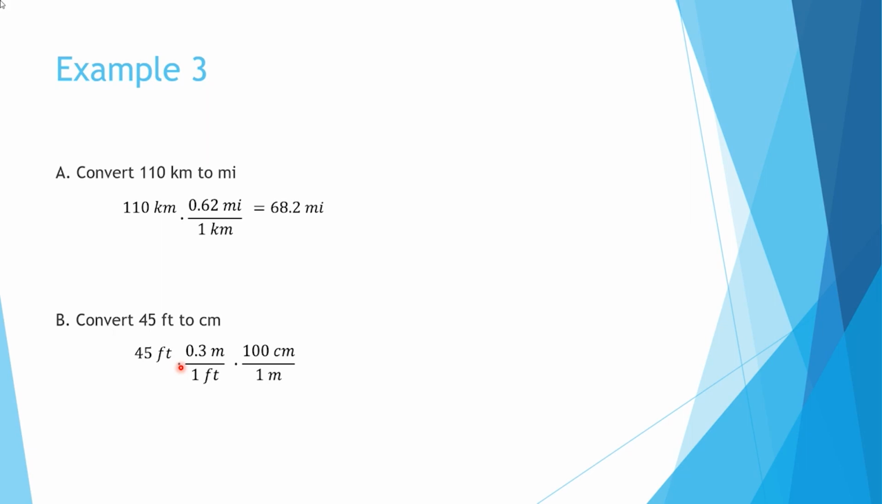Centi just means 100, but you know it's smaller, so it has more. Or you can just move it twice on that table. So 100 centimeters is the same as 1 meter. And then what you would do is the feet cancel, the meters cancel, leaving you with centimeters. So then you would just multiply across and you get 1,350 centimeters. At this point, with some of these steps, I would highly recommend a calculator.